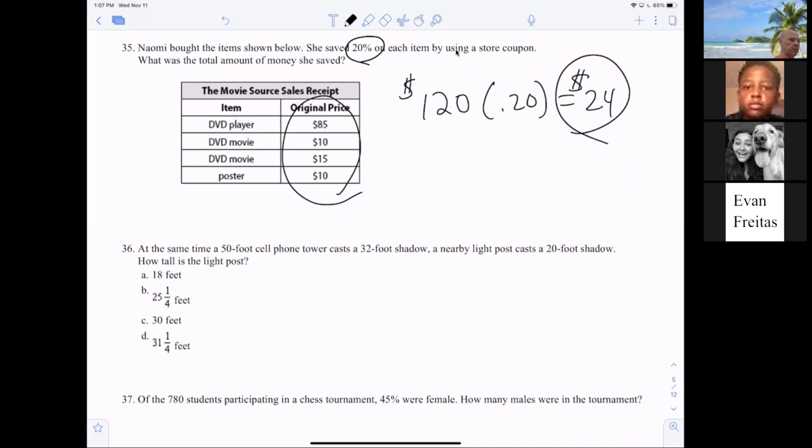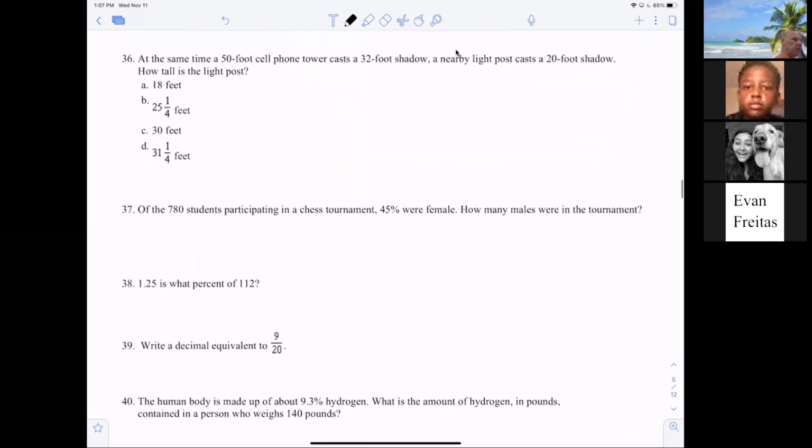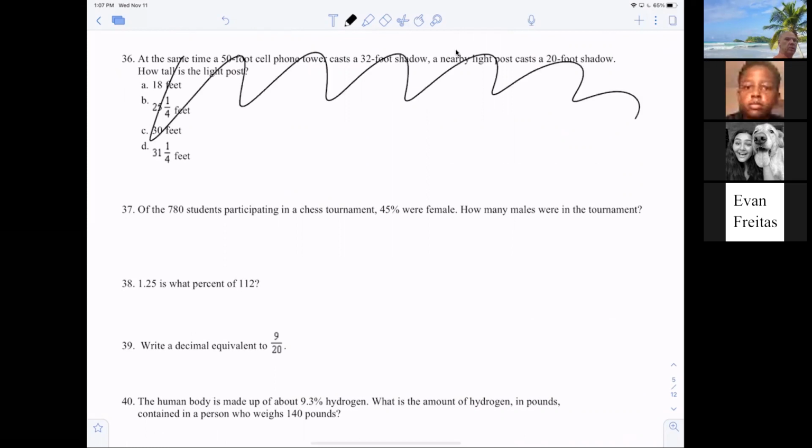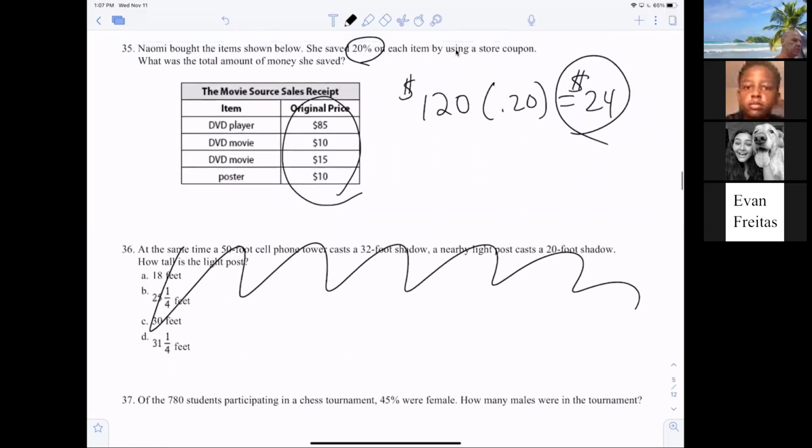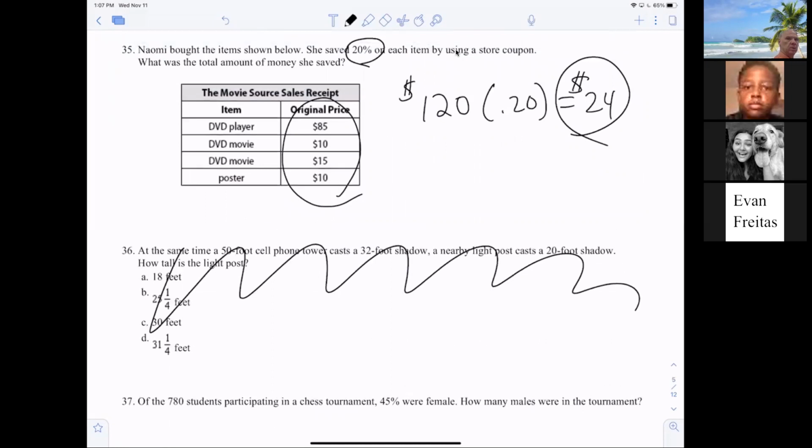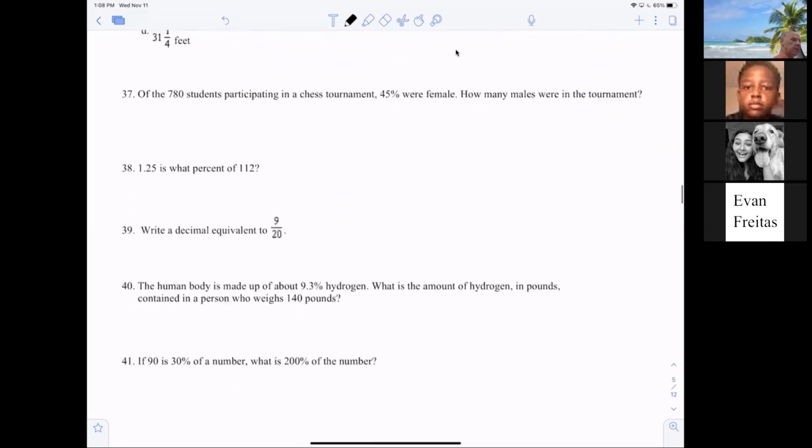Okay. Here we go. Oh, wait a minute. This is a proportion. I don't care about this one. 36, we don't have to do. All right. Good. All right, 36 is from the last chapter. I don't know why I accidentally clicked on that.